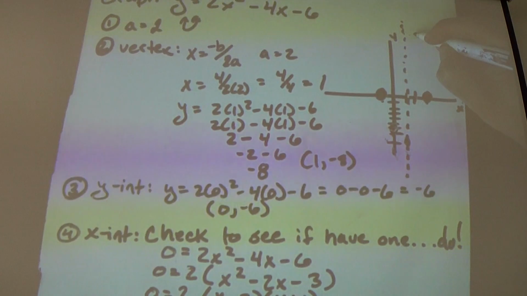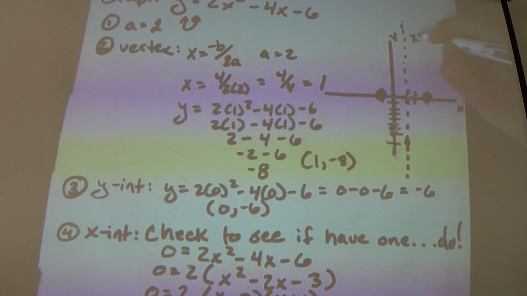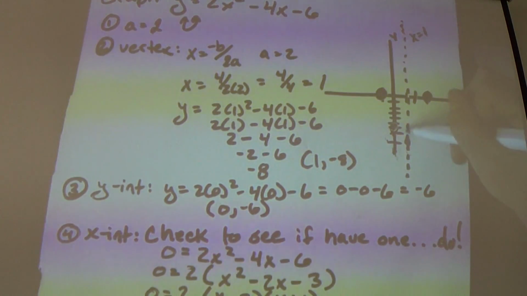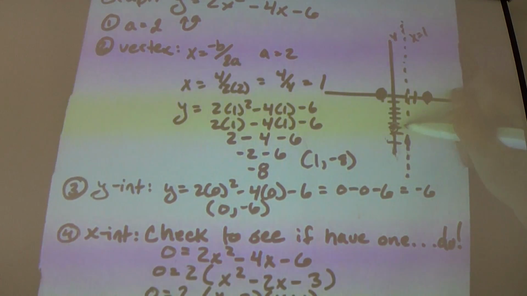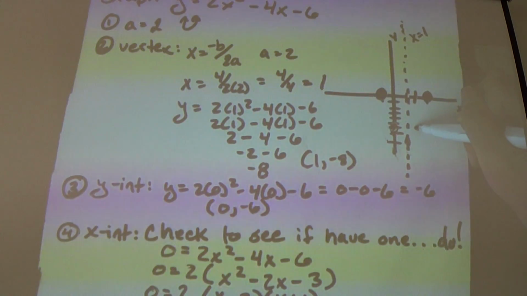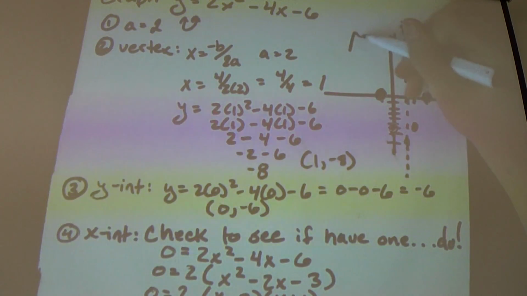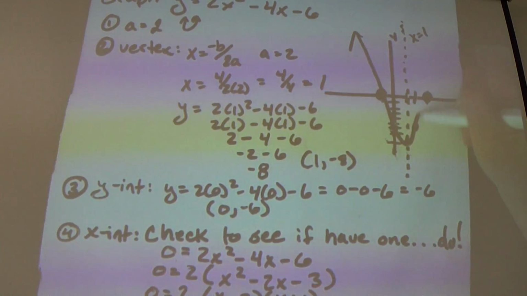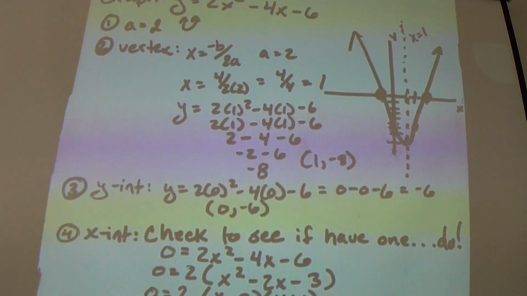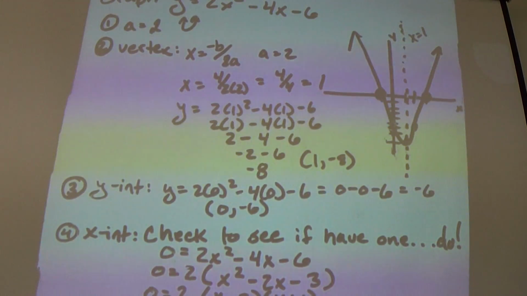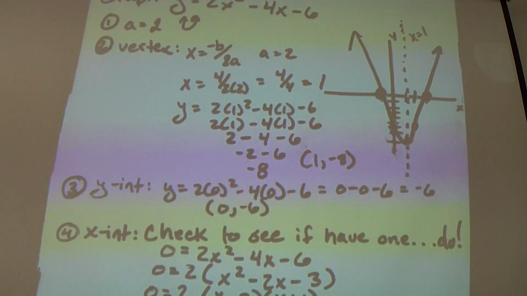Label, axis of symmetry, x equals 1. All right, how far away from my axis of symmetry is my y-intercept? 1. So I go 1 in the other way, and I have this complete picture of my quadratic. And that is everything. So there's nothing else that we can do with quadratics.